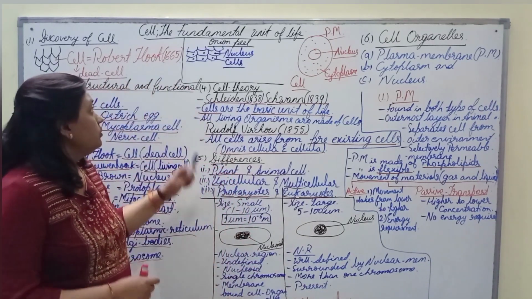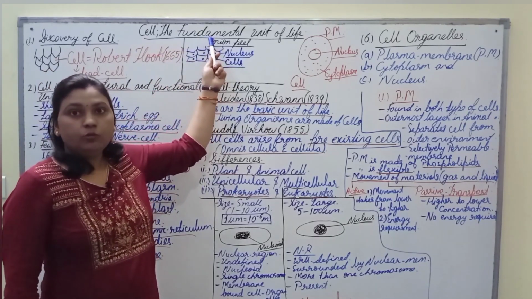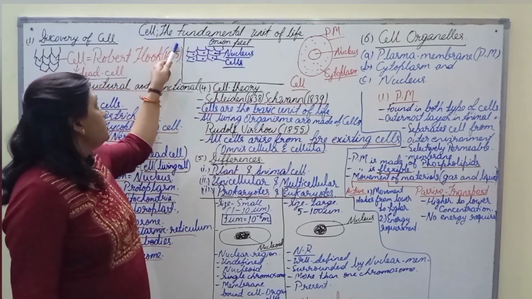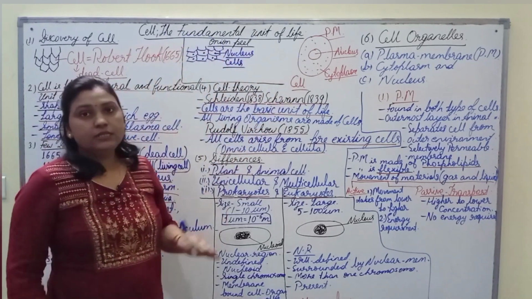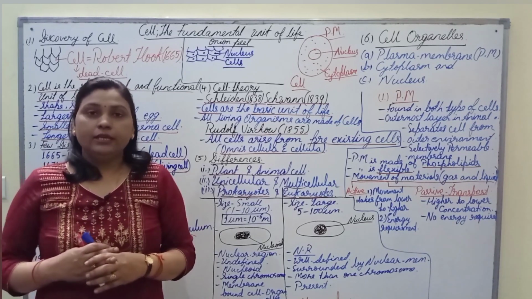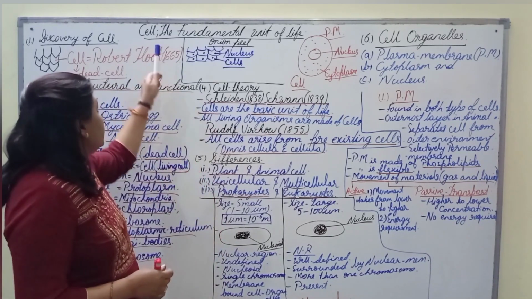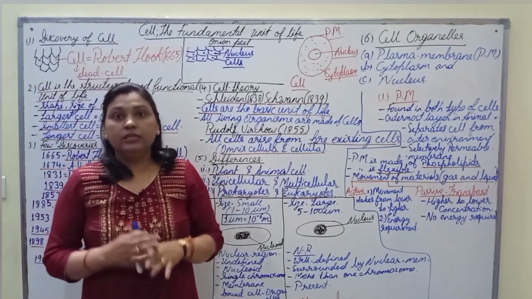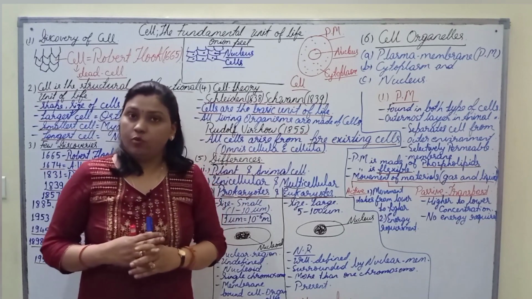So the cell discovered by Robert Hooke was dead cell. Now moving on, let us understand the meaning of the name of the chapter, why the cell is called the fundamental unit of life. Here the fundamental means basic or elemental thing by which any organism is made of. So cell is the basic or elemental thing or material by which all living organisms are made up of.